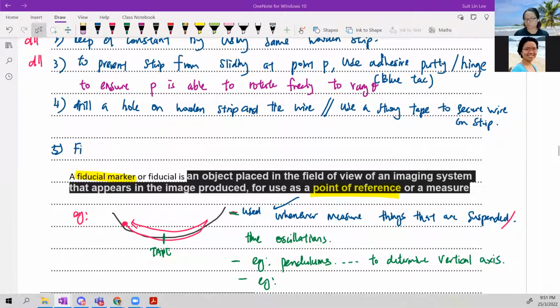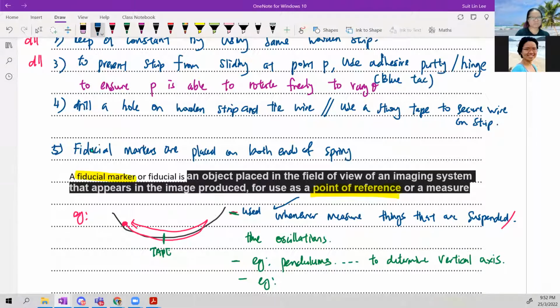If you don't really know how to draw, or if you know what to write, you can also use sentences. Or let's say your diagram has no space, so you can say fiducial markers are placed on both ends of a spring when measuring. Actually, you can just tie it and leave it there. That can scan already.